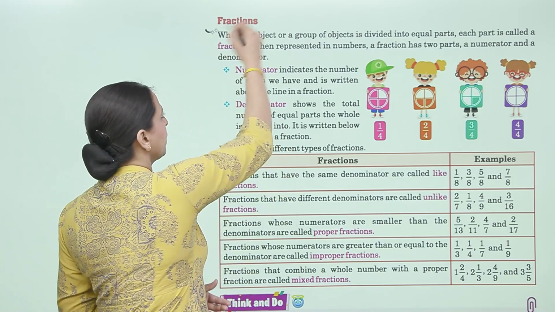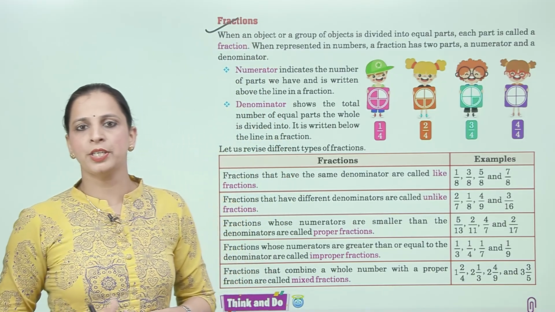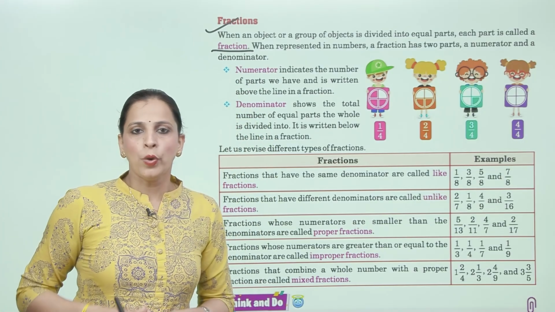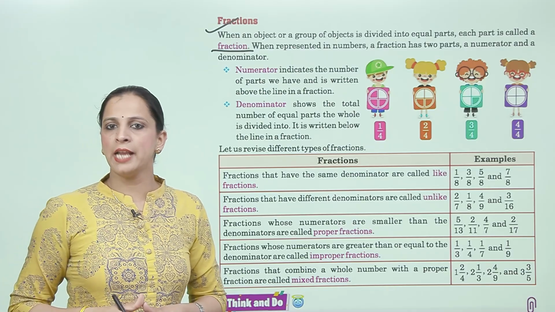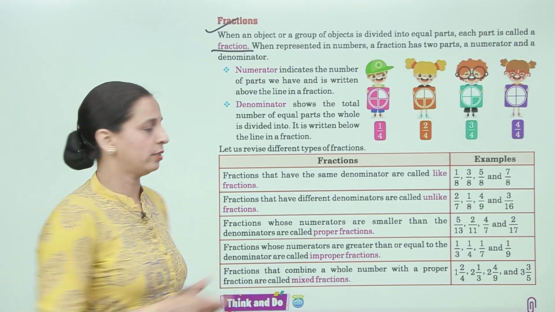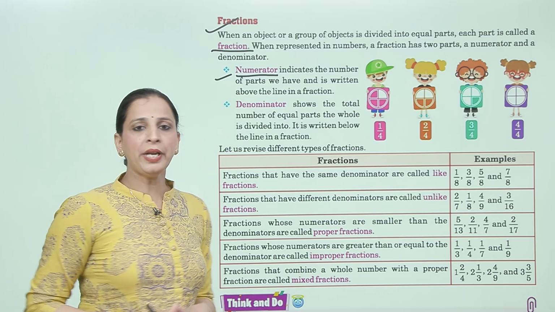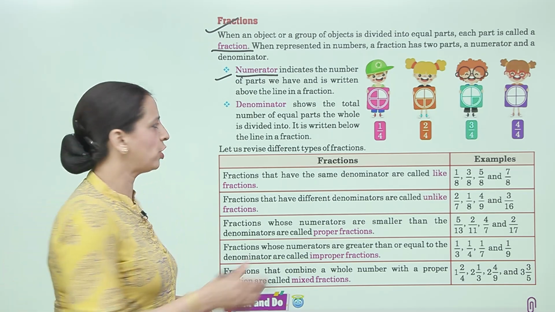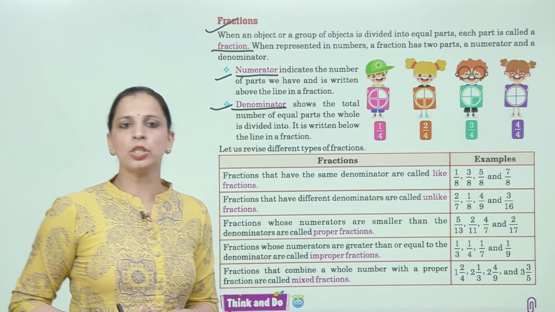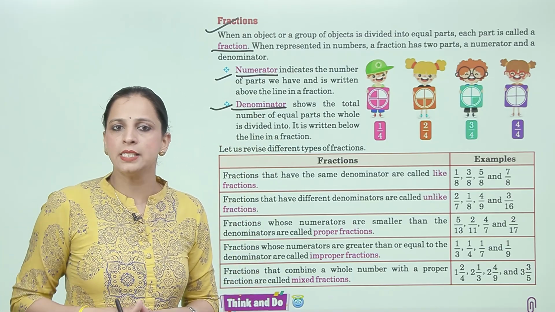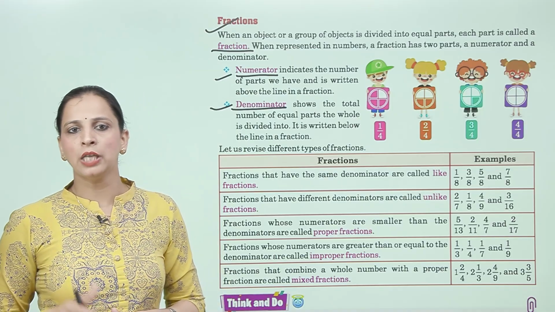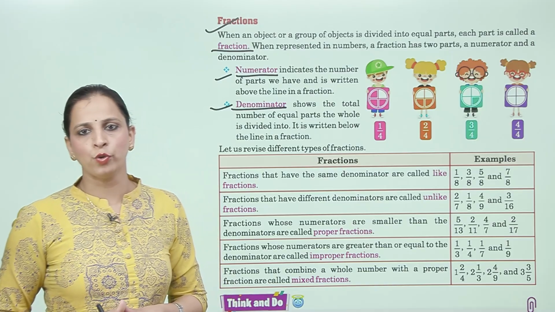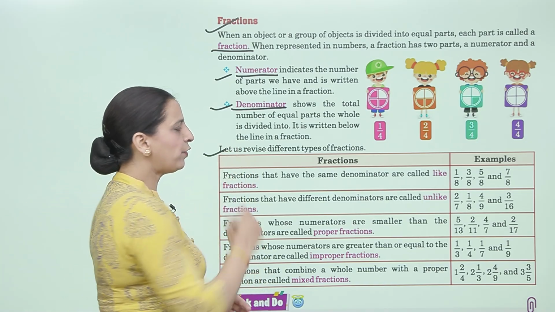Now, fractions. When an object or a group of objects is divided into equal parts, each part is called a fraction. When represented in numbers, a fraction has two parts, a numerator and a denominator. Numerator indicates the number of parts we have and is written above the line in a fraction. Denominator shows the total number of equal parts the whole is divided into. It is written below the line in a fraction, that is 1 by 4, 2 by 4, 3 by 4 and 4 by 4. Let us revise different types of fractions.